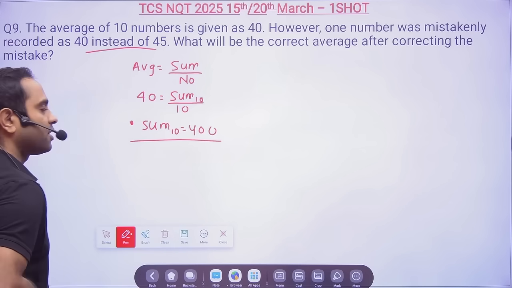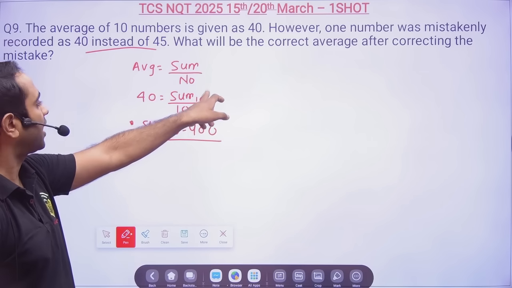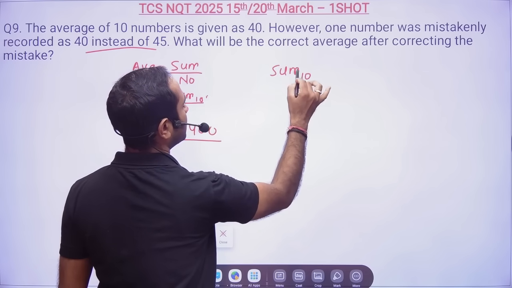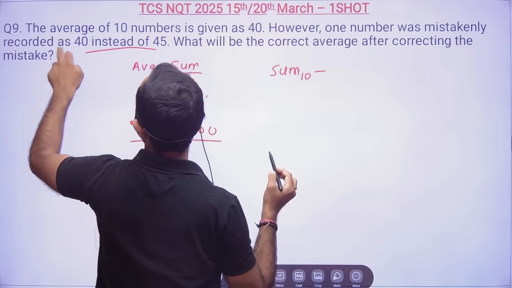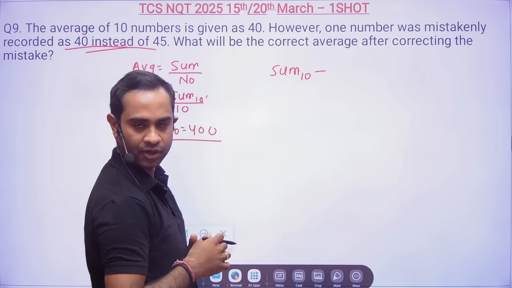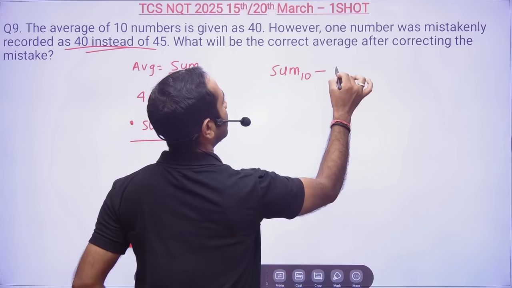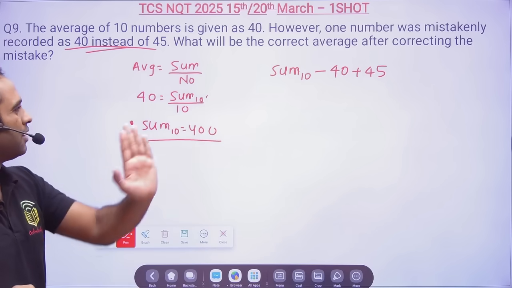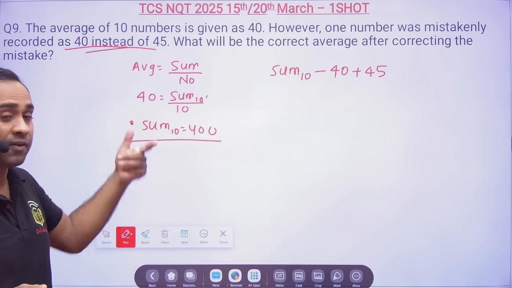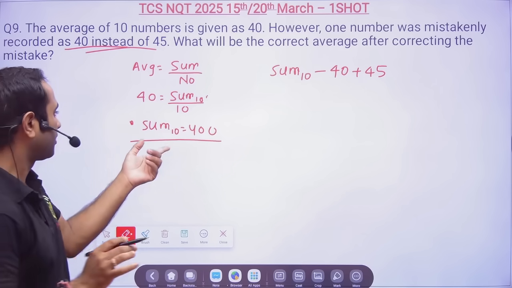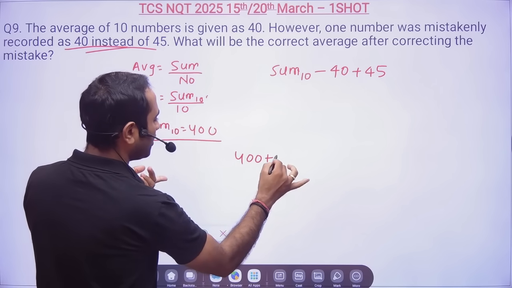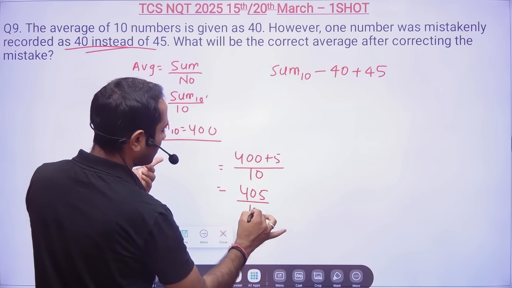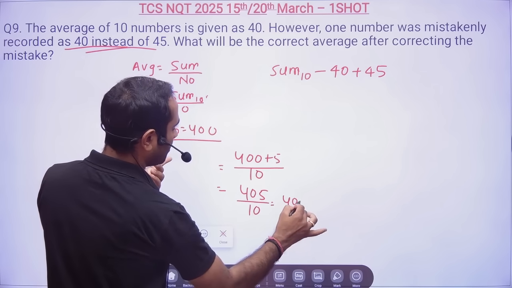Okay, now, sir, what had happened? This sum, whatever you calculated, there is some mistake here. So you have taken 40 instead of 45. So remove 40 and add 45. See, basically you have made a mistake of 5 only. You took 40 instead of 45, that means you have taken 5 less. So whatever your sum is, if you add 5, then no problem. And then you calculate the average. So sir, it is 405 divided by 10, so it will be 40.5. It will be 40.5, right?